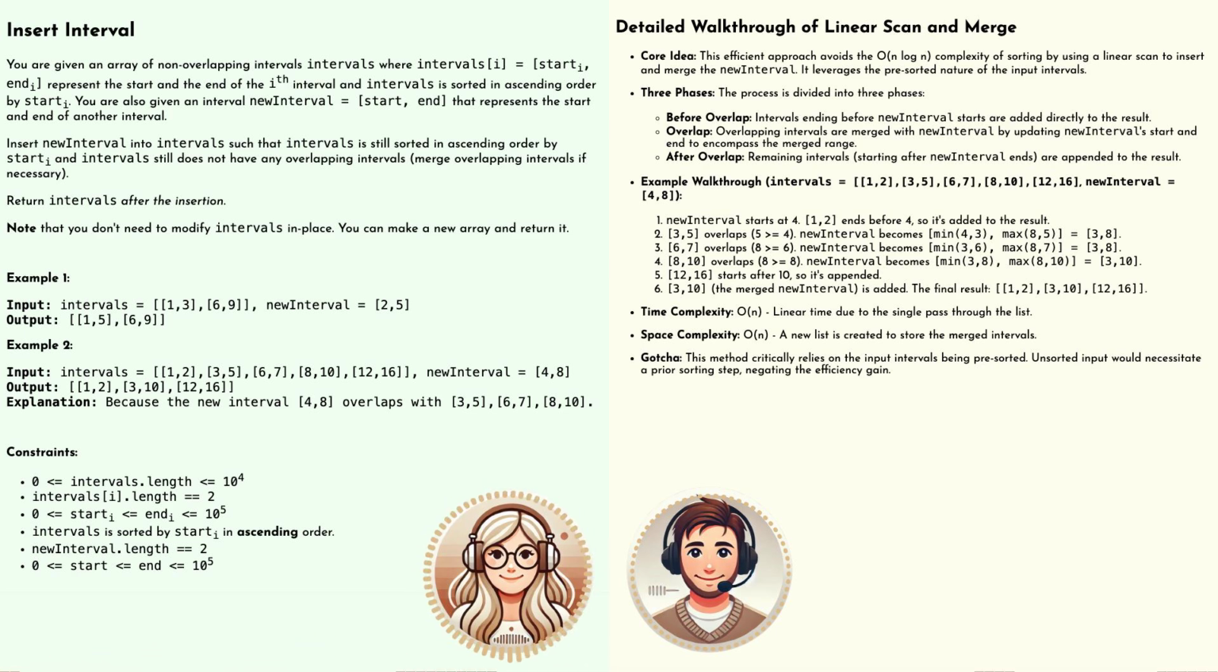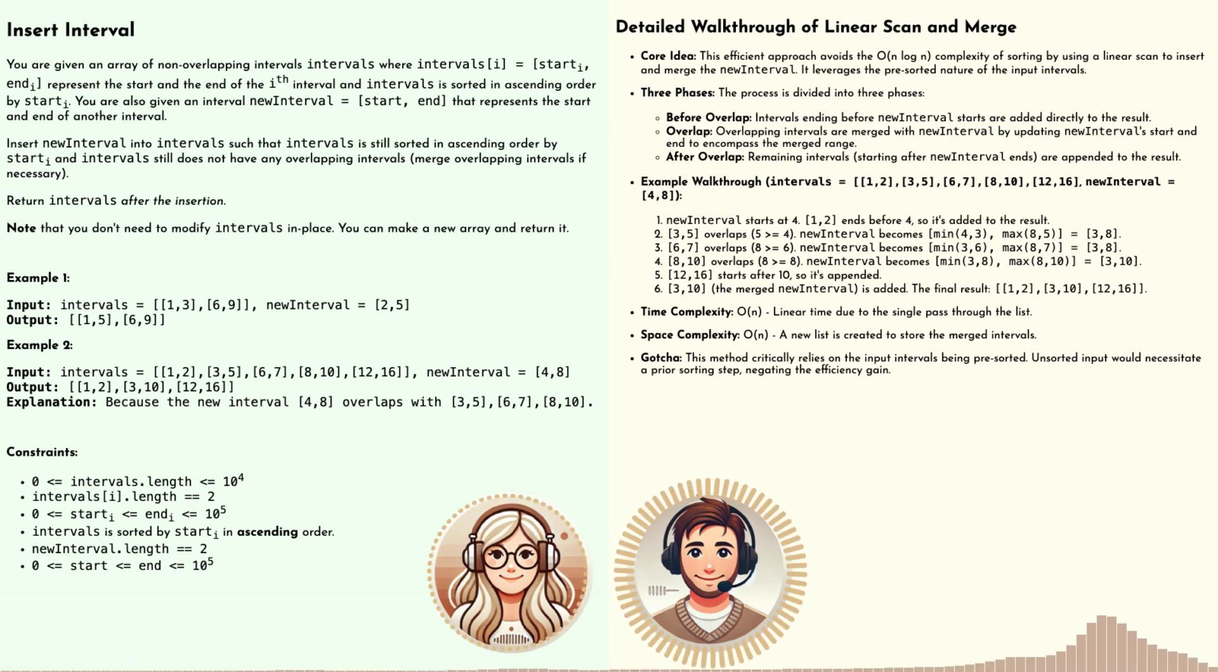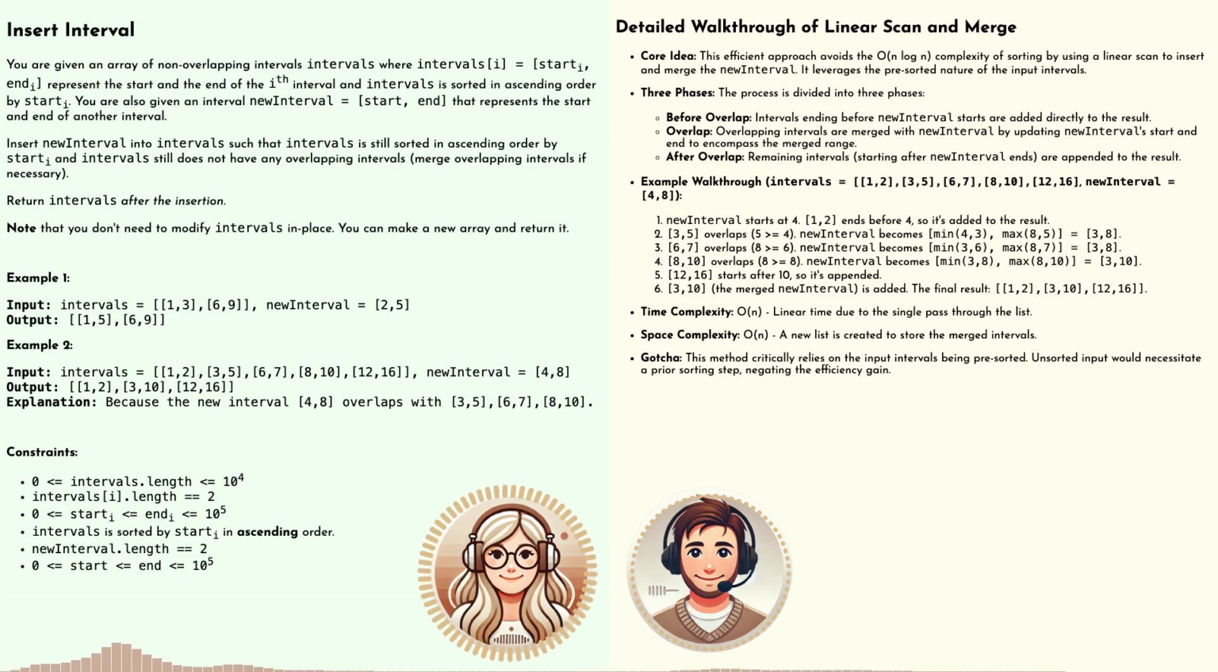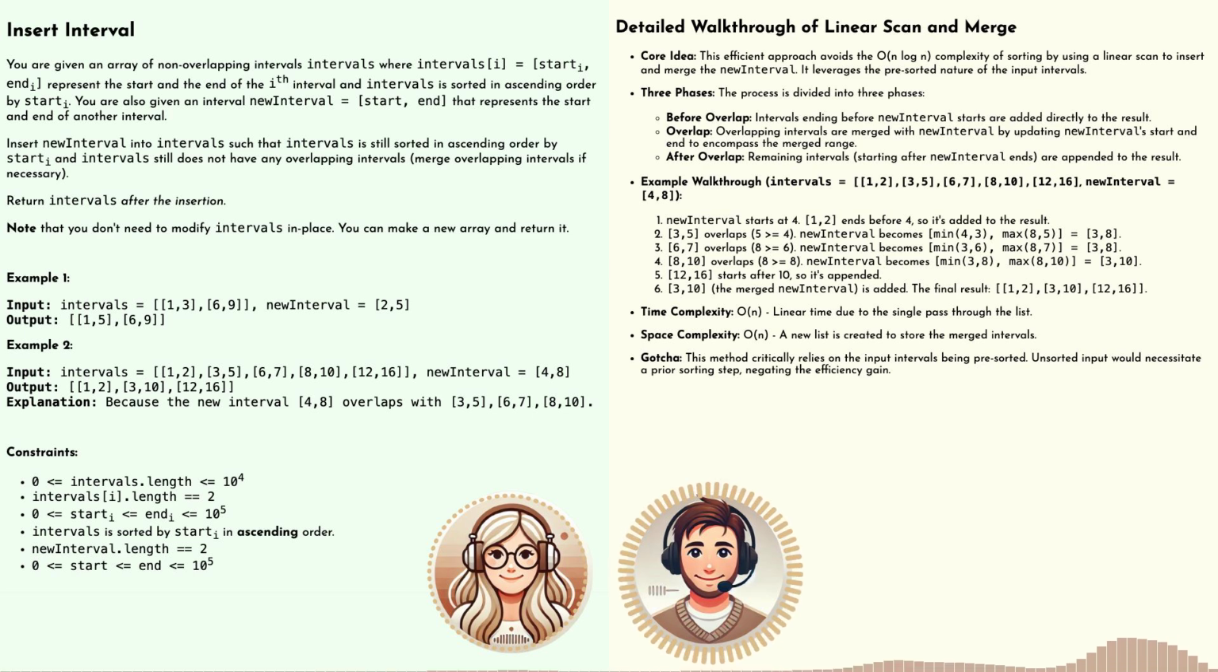Now we keep scanning and compare our merged interval 3-8 with the next one in the list, 6-7. What do you notice? Well, 6-7 also overlaps with our current merged interval, so we need to merge them again, right? We combine 3-8 and 6-7, which still results in 3-8 because the end time remains the same. Our results list is still just 1-2. I'm seeing a pattern here. As long as we encounter overlapping intervals, we keep merging them into our current interval without adding anything to the results list just yet. You're catching on quickly.